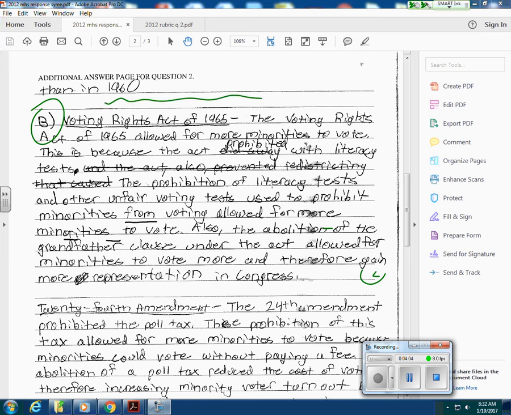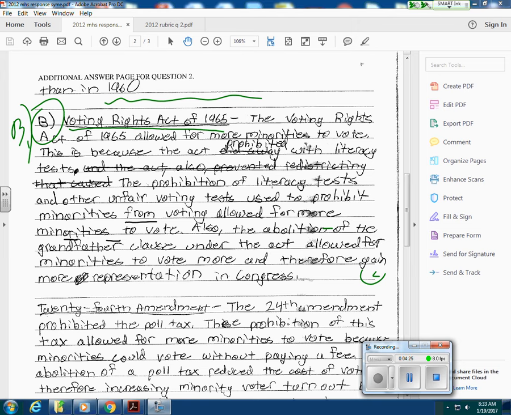Now, what we want you to do is maybe even make this B1, so you make it even easier for the reader. So Voting Rights Act, he underlined it, make it really obvious for the reader to see. Voting Rights Act of 1965 allowed more minorities to vote. So he's kind of defined what it was. But the question wasn't defined, it was explained. But he had to state what it did first.